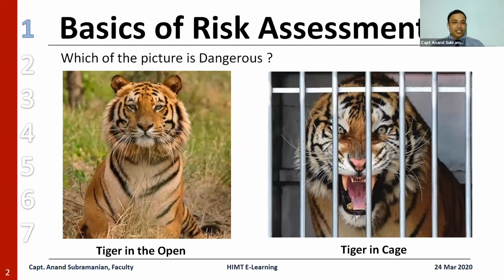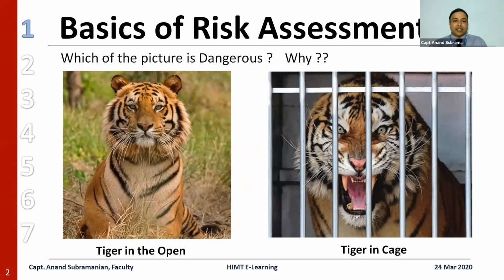All right, now we see a picture of a tiger. One is in the open and one is in the cage. So which of the pictures is dangerous? Is this tiger which is roaming around in the open dangerous, or the tiger which is in the cage? Which one would I be scared of, if I can use another word, which one is more dangerous for me? The tiger in the open. The outside one. Exactly.